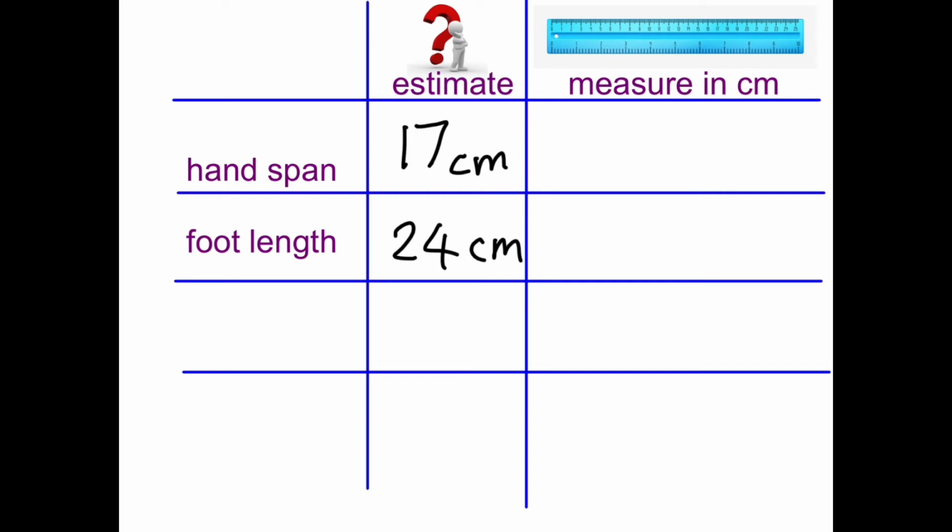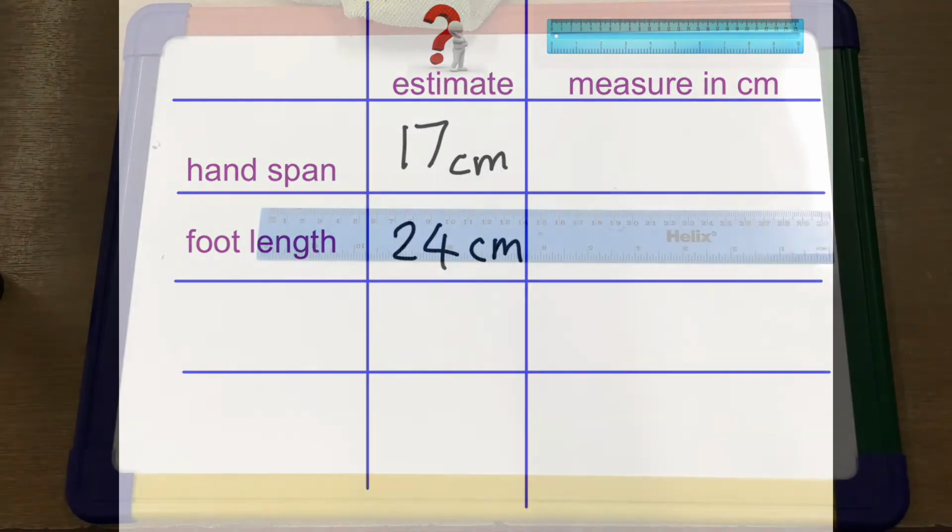So you can measure your hand span, your foot length, then you could do your brother or sister, you could do your mum or your dad. So anyone else in the family. But remember, try and estimate first. Have a look and think, wow, do you think their hand is going to be smaller than mine, or is it going to be bigger than mine? And I've got a little video showing you the teachers having a go at that.